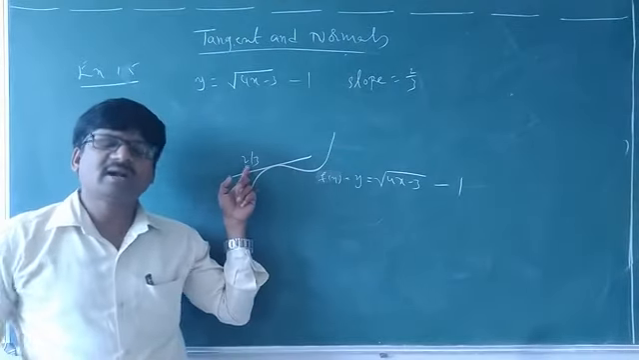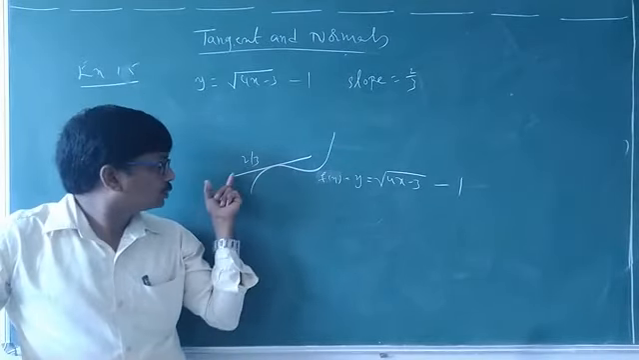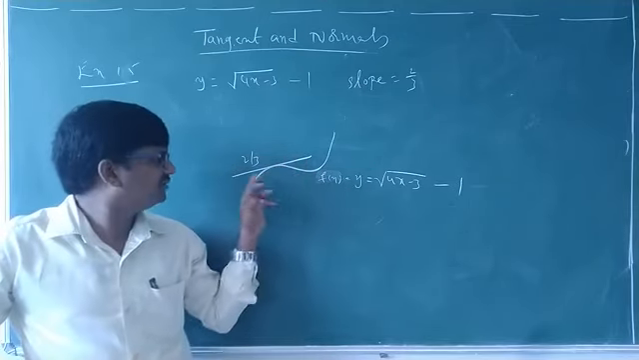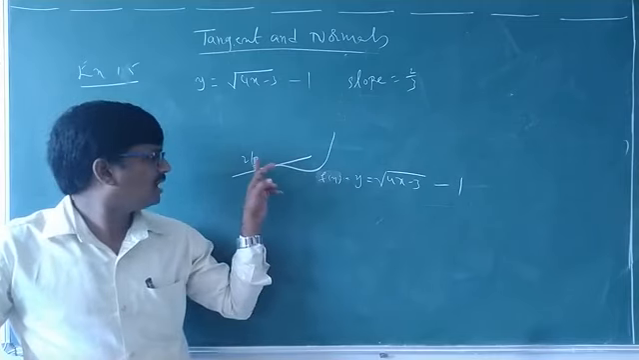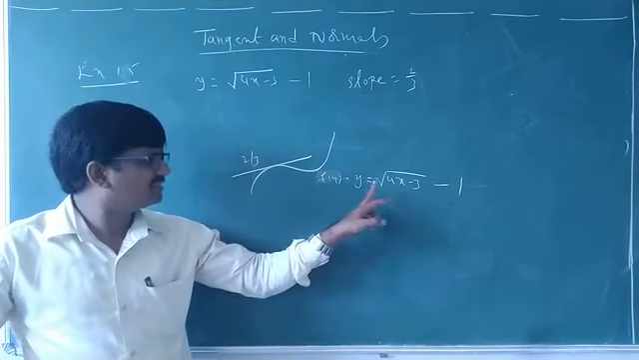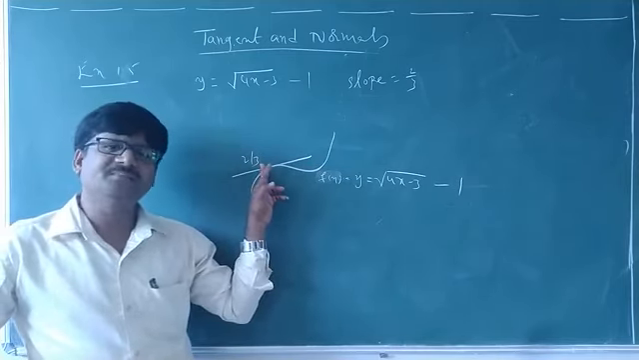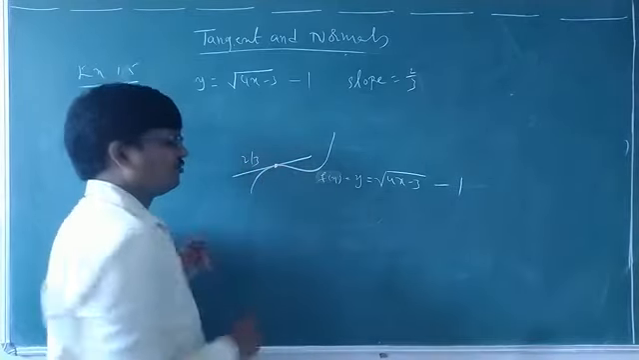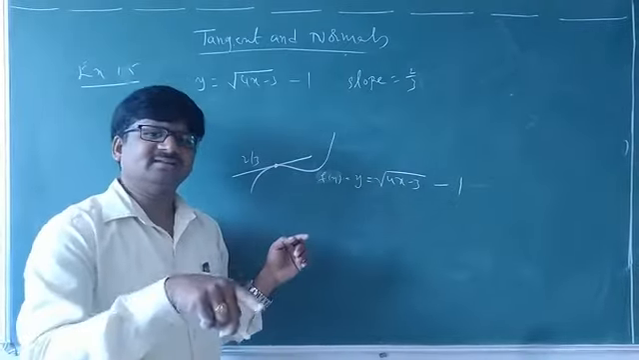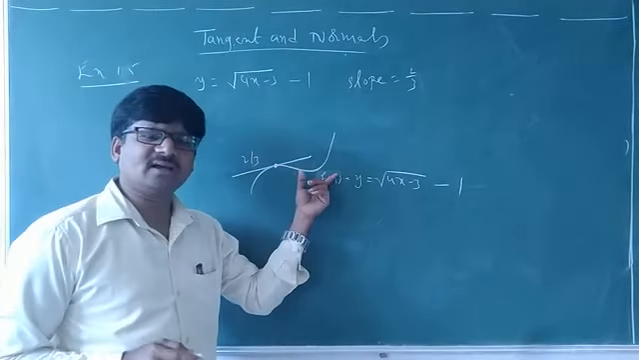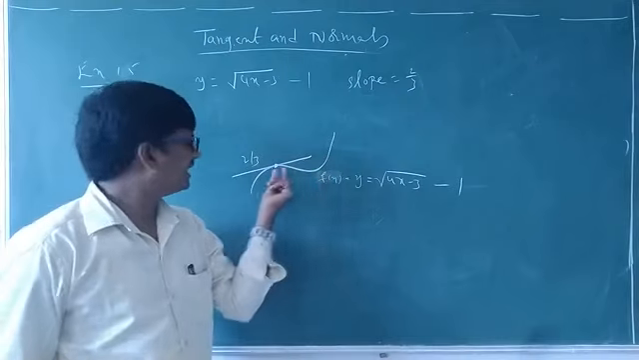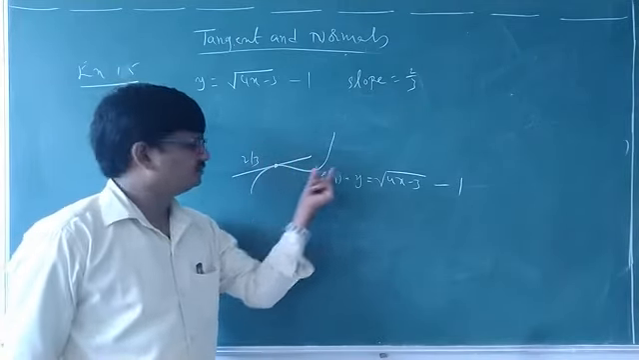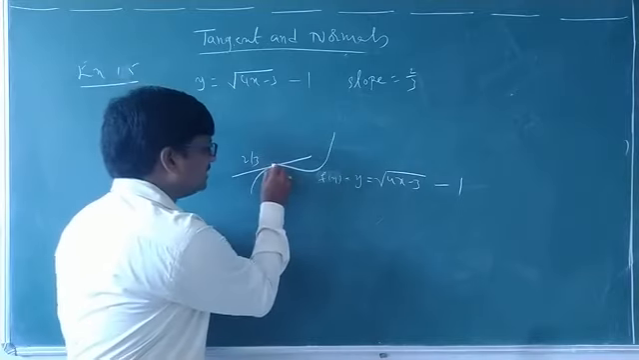Now what is being asked here? The slope of the tangent of this curve is equal to 2 by 3. Then find the point. Point means where the tangent touches the curve. The point is being asked.